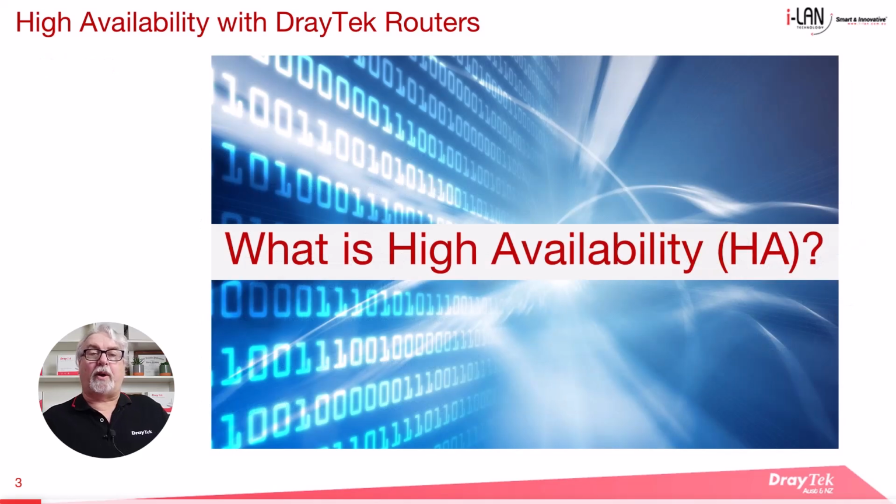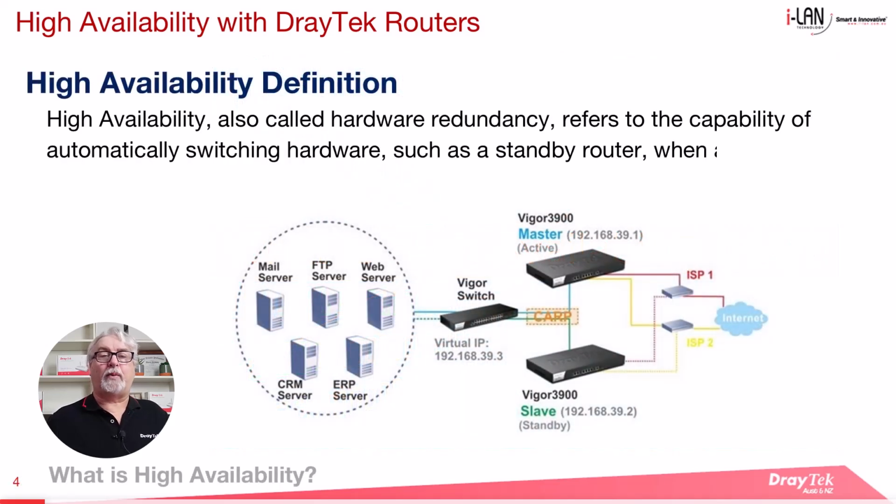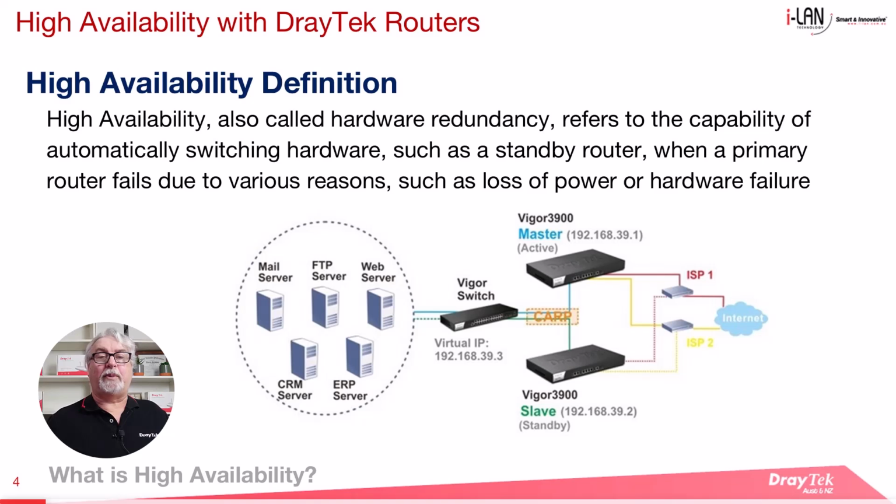Let's start by looking at what high availability is. High availability, also called hardware redundancy, refers to the capability of automatically switching hardware, such as to a standby router, when a primary router fails, whether due to a loss of power or something terminal. That ensures network downtime is minimized and mission-critical applications remain unaffected. For many businesses, even an hour offline can grind everything to a halt and cost a small fortune, let alone a day or two trying to source a replacement.